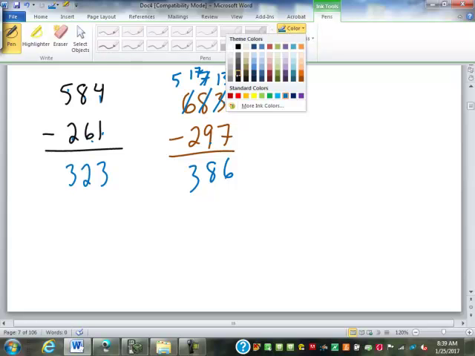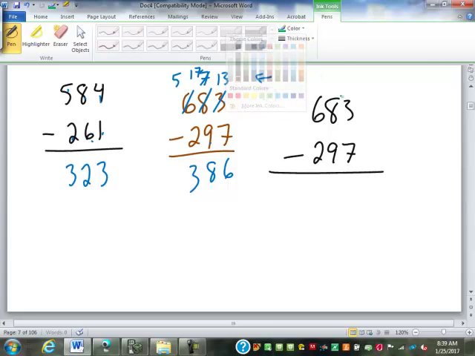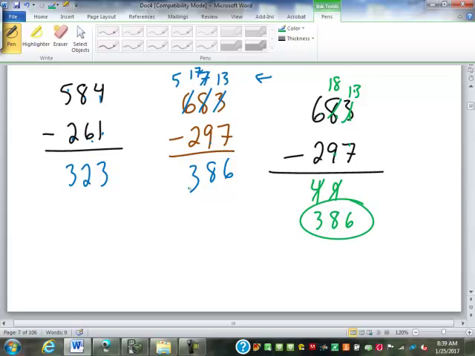Just like with the carryings, the borrowing is a relatively new process. One possible way that this was done before borrowing looked like this. 6 minus 2 is 4. 8 minus 9 can't be done, so we're going to take from the 4. That's a 3. This is 18. 18 minus 9 is 9. 3 minus 7 can't be done. We take from the 9. This is an 8. This is a 13. 13 minus 7 is 6. Get the same answer either way.